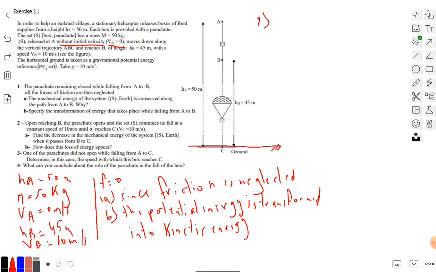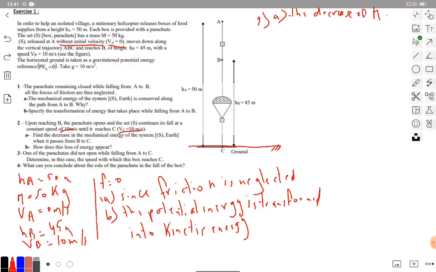Part 2. Upon reaching B, the parachute opens and the set S continues its fall at a constant speed of 10 meters per second until it reaches C. VC equal 10 meters per second. Part A. Find the decrease in the mechanical energy of the system S-Earth when it passes from B to C. The decrease of mechanical energy is the absolute value of delta ME.